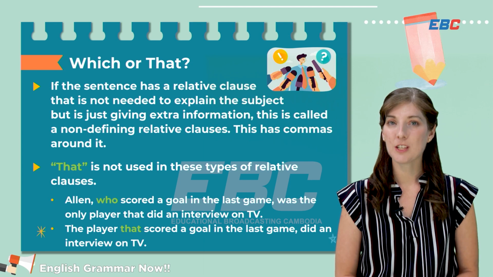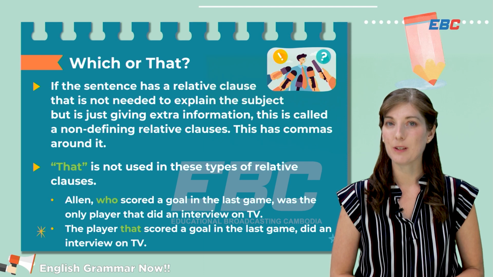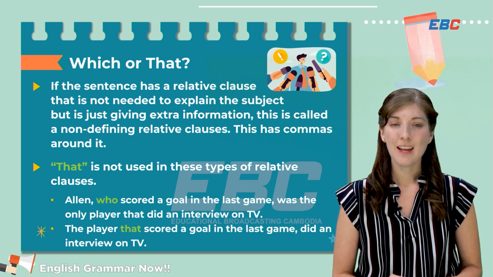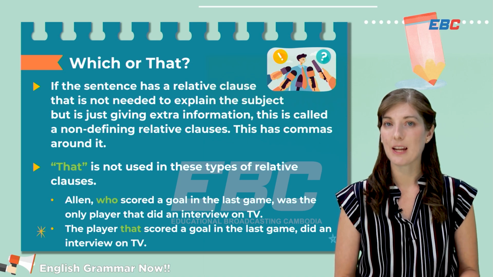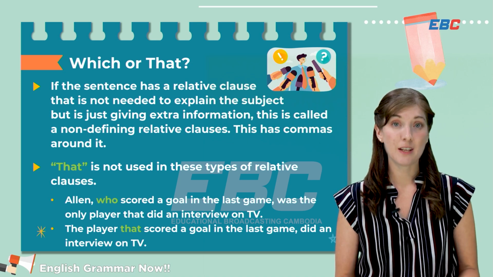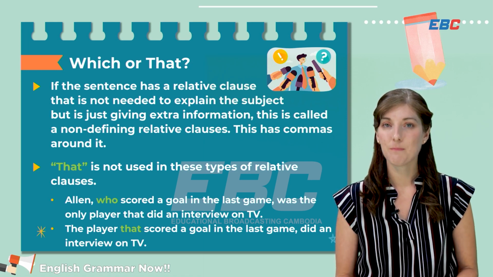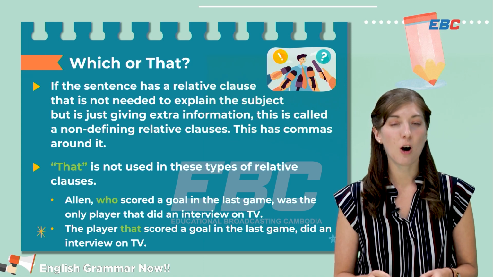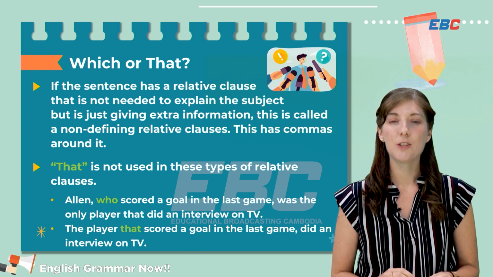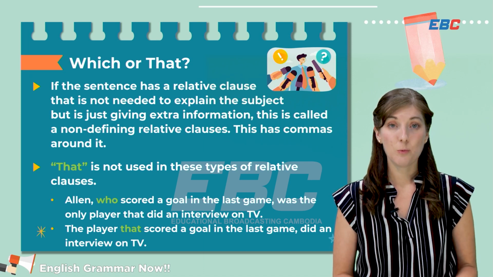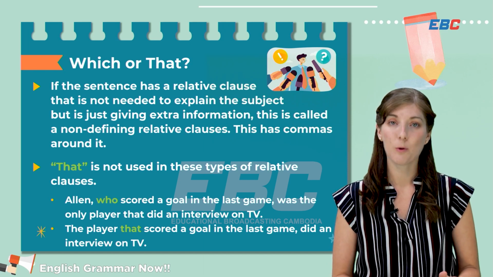Although we can often use which or that in a relative clause, there are a few rules that we need to remember. First of all, if a sentence has a relative clause that is not needed to explain the subject, but is just giving extra information, we call this a non-defining relative clause. You'll notice these because they have commas before and after them. In these kinds of clauses, we don't use that. So we could use who or which, depending on if we're talking about a person or a thing.